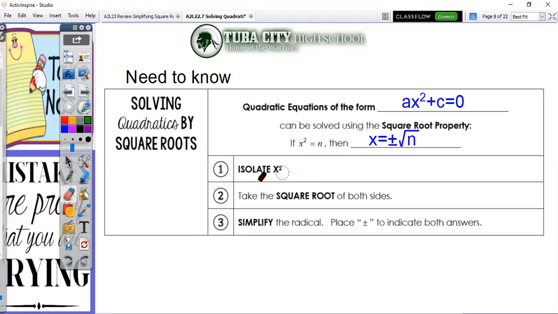So the first thing we want to do is isolate the x squared as much as we can. Just like solving regular algebra problems, we want to get this x by itself as much as possible. Take the square root of both sides after you do that. And then we simplify the radical. That means just do what we did on the first few exercises. And then we need to place this positive negative sign in there to indicate that we have two answers. So there are two cases. I'll show you again what this means a little bit more as we go through the exercises.